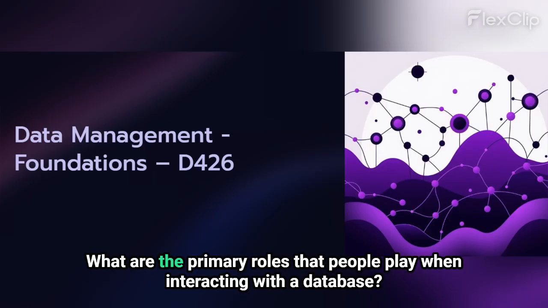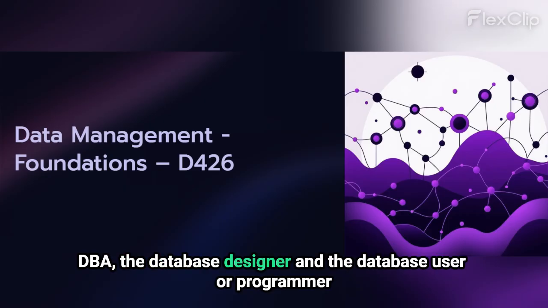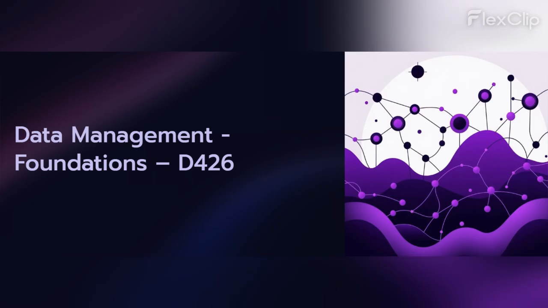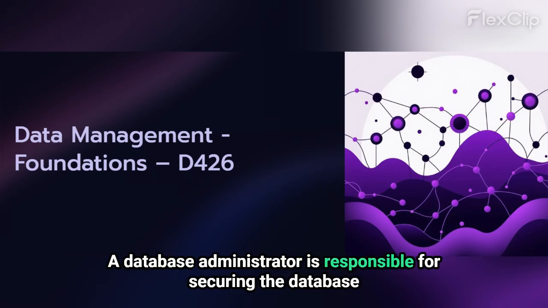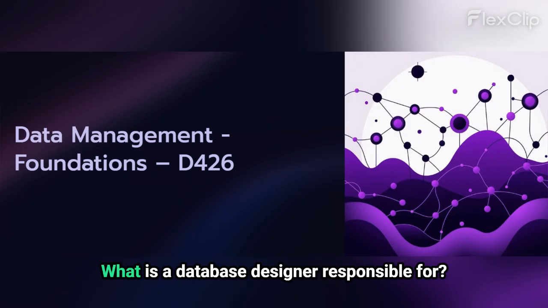What are the primary roles that people play when interacting with a database? The primary roles are the database administrator, DBA, the database designer, and the database user or programmer. What is a database administrator, or DBA, responsible for? A database administrator is responsible for securing the database, managing user access, and ensuring the system is available and running correctly.